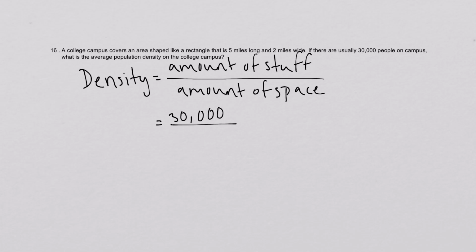So it's the number of people over the amount of space. How much space are these people taking on this campus? Okay, so they gave us the idea that the campus is rectangular and it's 5 miles long by 2 miles wide. How much space is there on this campus? That means what's the area? What's the area of this campus? 5 times 2, length times width, is 10. 10 square miles of space.